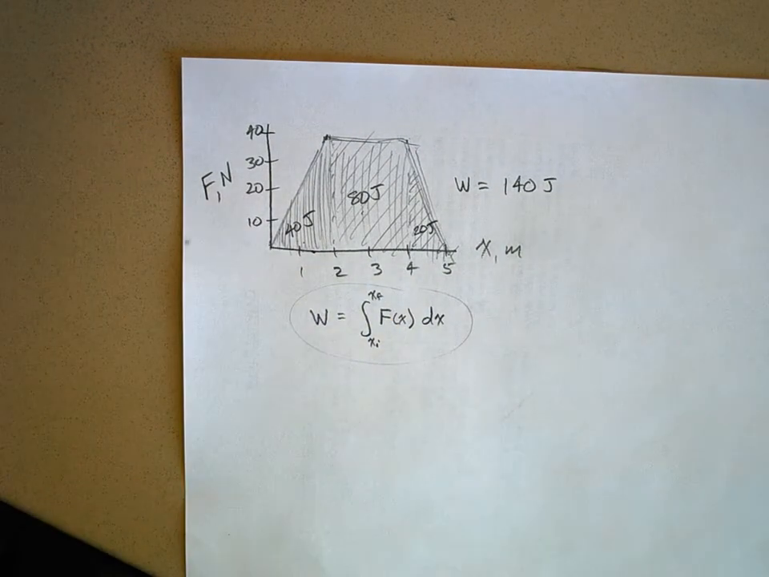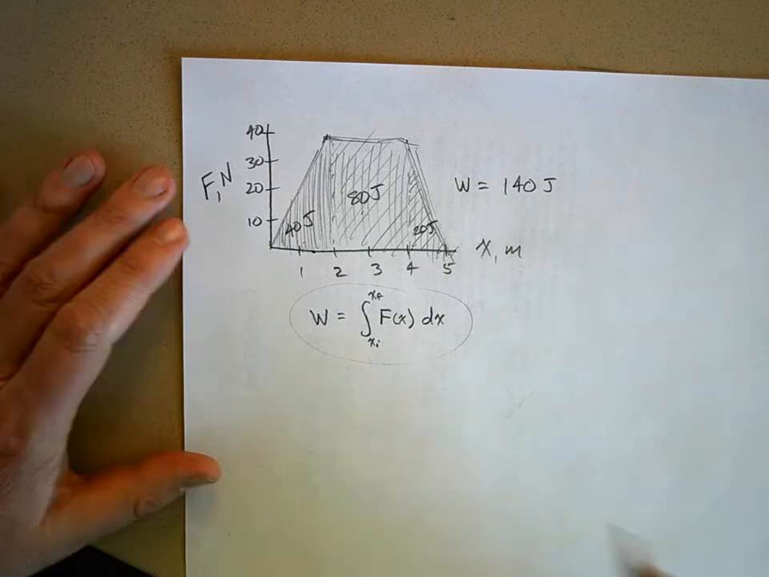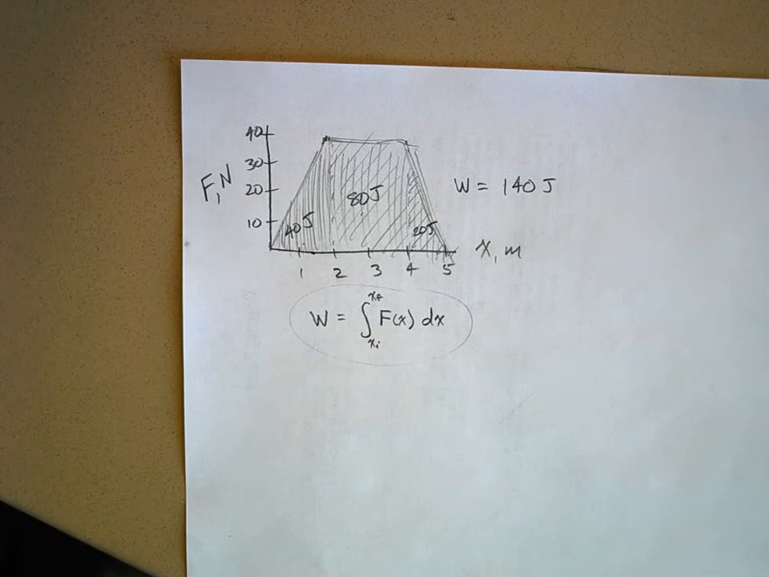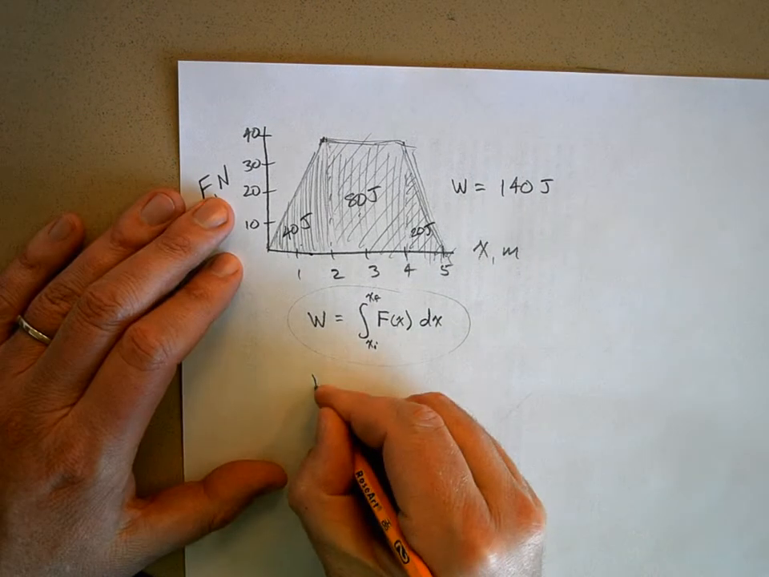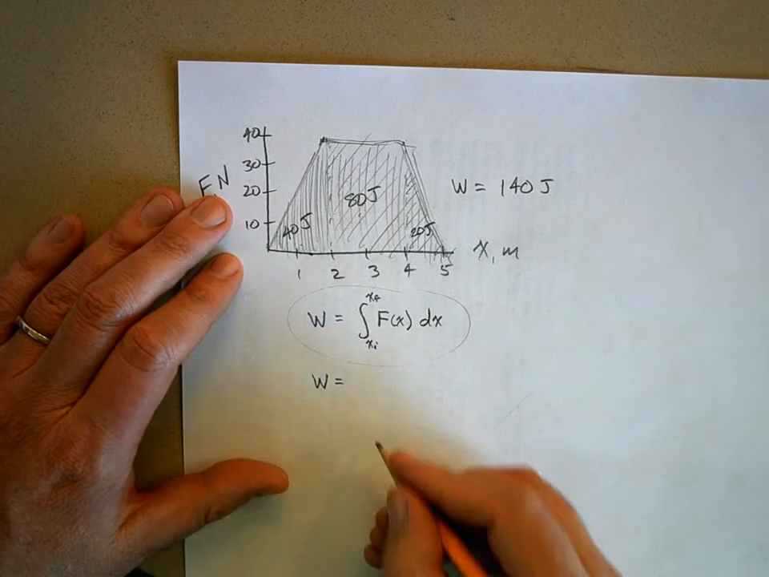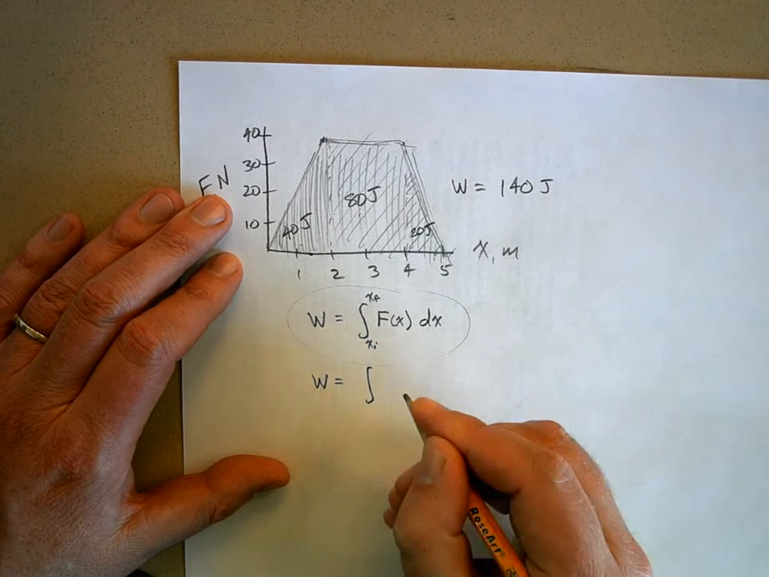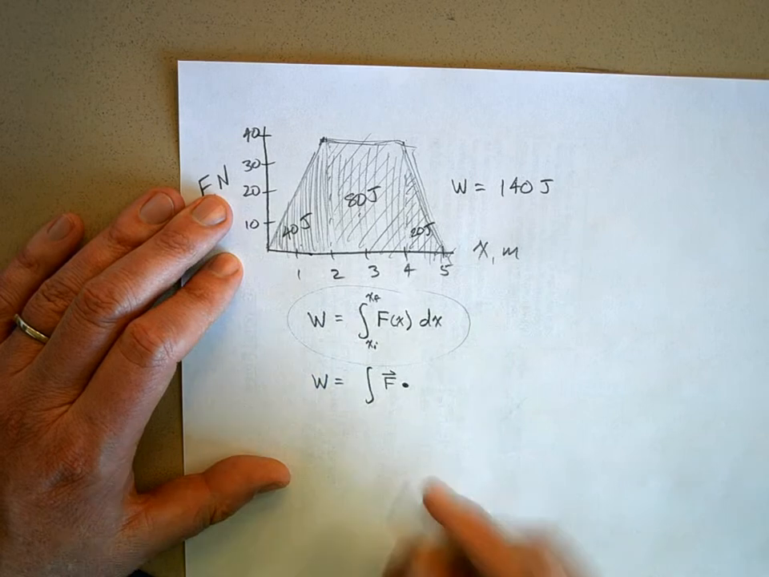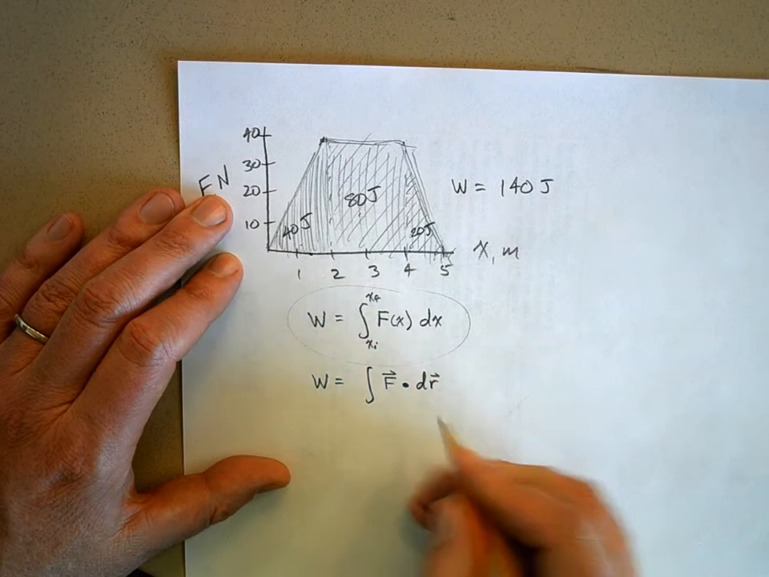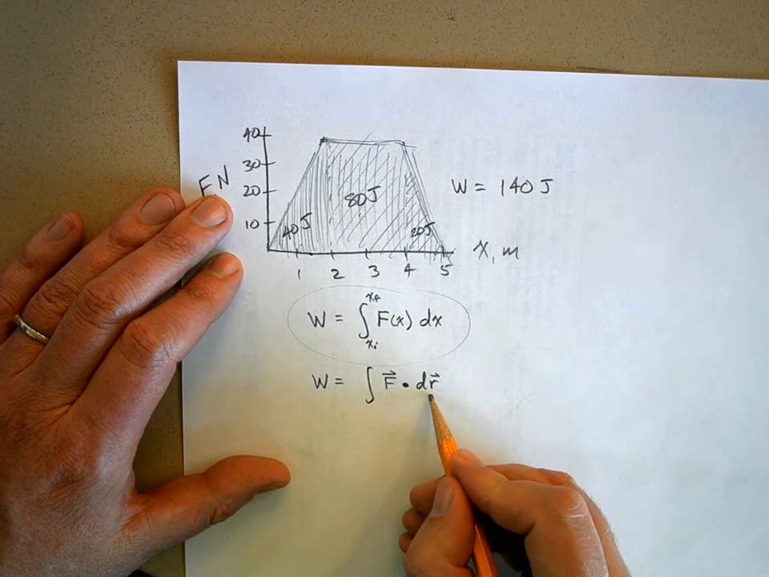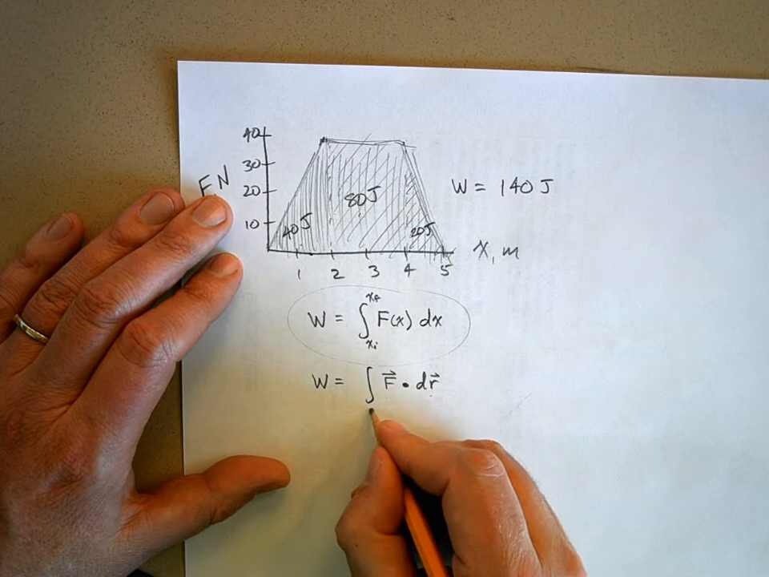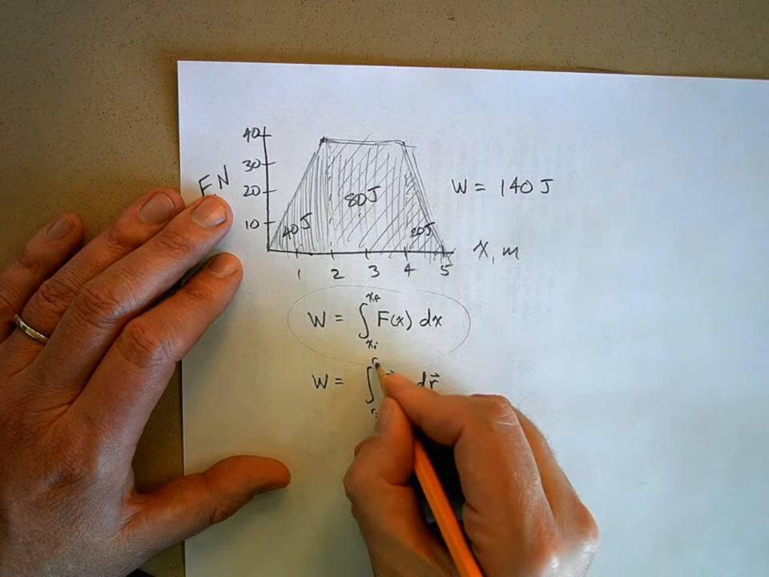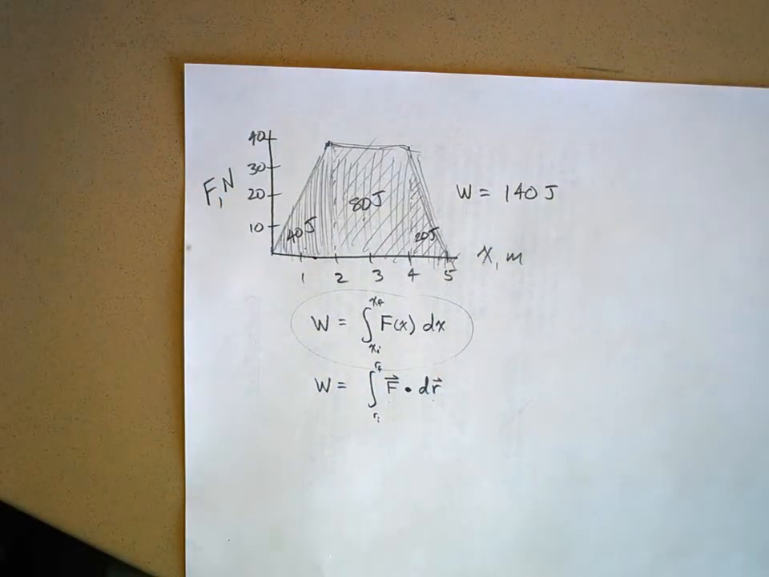I'm now going to give you the ultimate equation for calculating work. You do this in AP Physics, which I hope a lot of you take next year. It's force dotted with a little tiny displacement, and you go from some initial position to some final position.